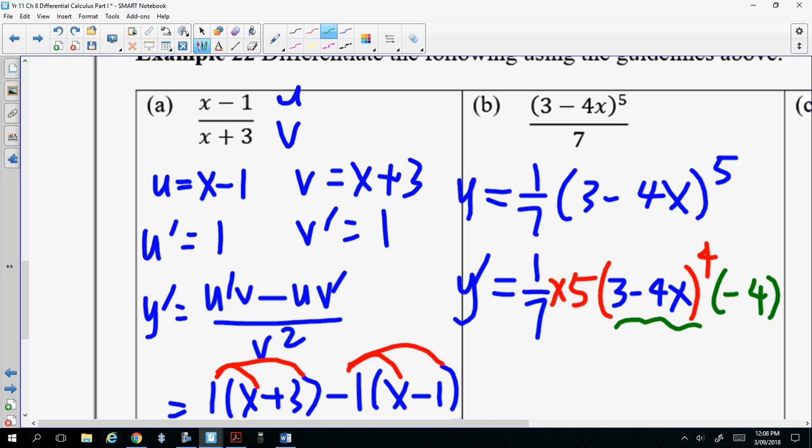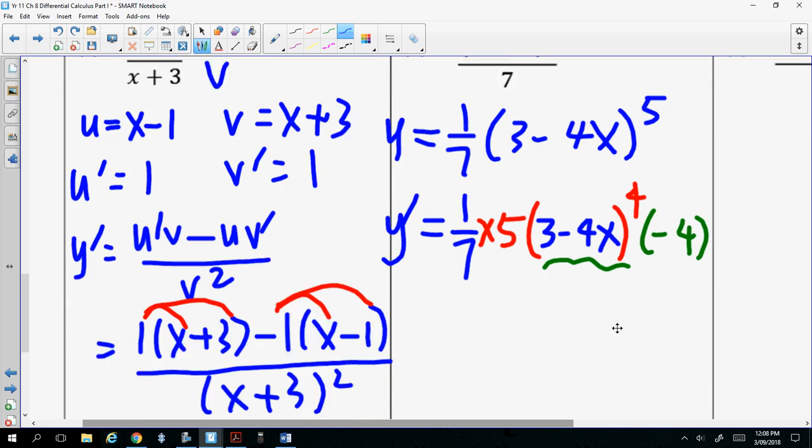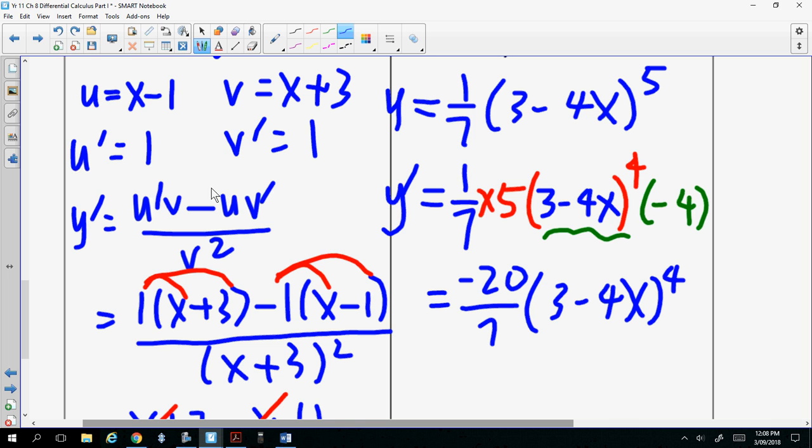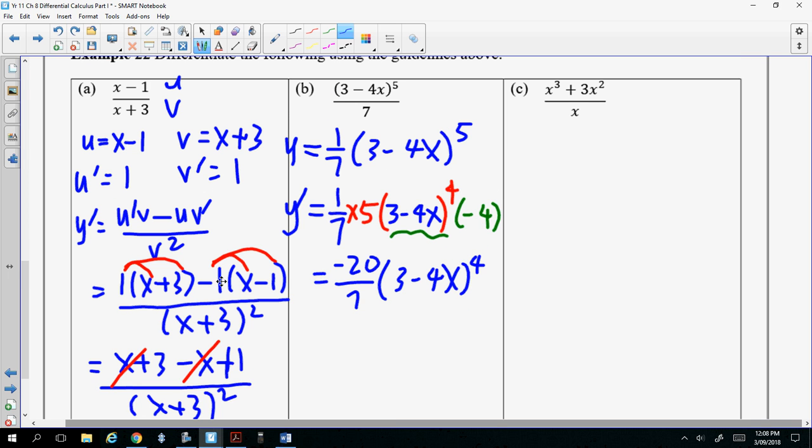And then what do you do next? Well, you times the numbers. So what's 5 times -4? -20/7. See how short it is? Now, if you use the quotient rule, that's very long, isn't it? I will avoid it. Not all fractions. Remember, when there's a number in the denominator, you use the chain rule.